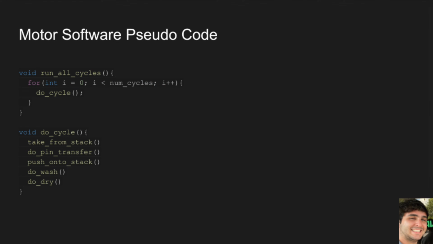Here is the main loop of the pin transfer robot's motor functions. After receiving input from the user, the run all cycles function begins by looping over the number of cycles. For each cycle, the function do cycle is called, and here the ordering of the function calls can be seen. As mentioned earlier, the flow of the robot's actions can be seen here. First, both plates are taken from their respective input stacks. Then a pin transfer occurs, after which the plates are put onto their respective output stacks. At this point, the pin tool can be washed and dried and be placed back to where it started from to begin the next cycle.